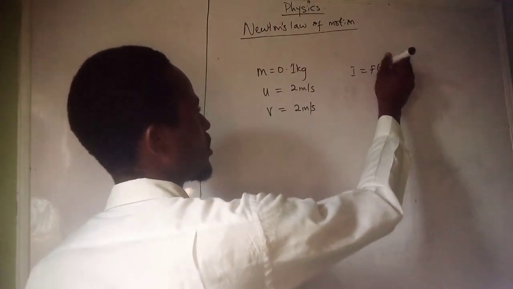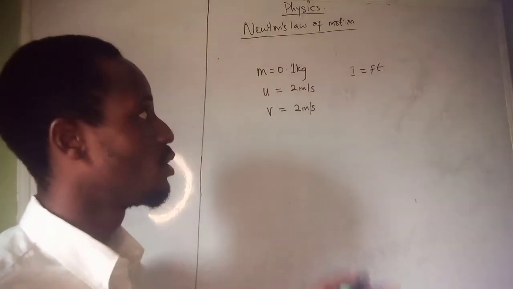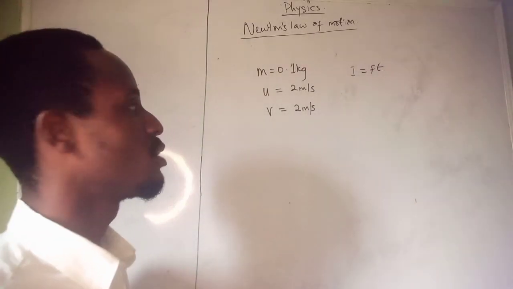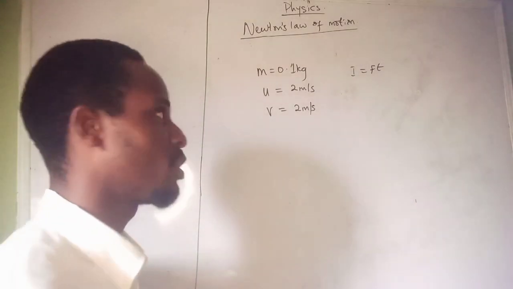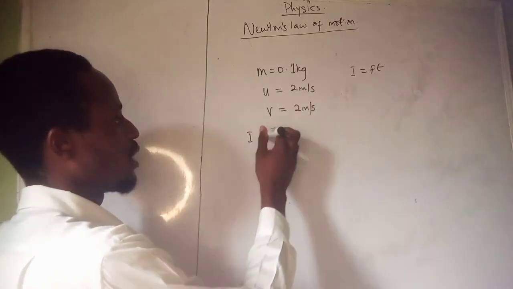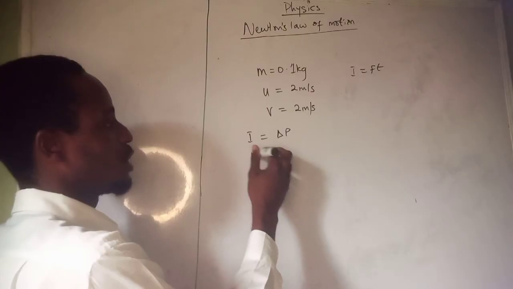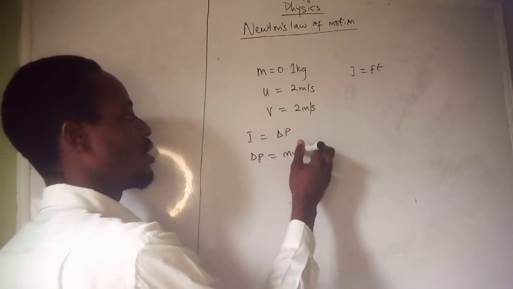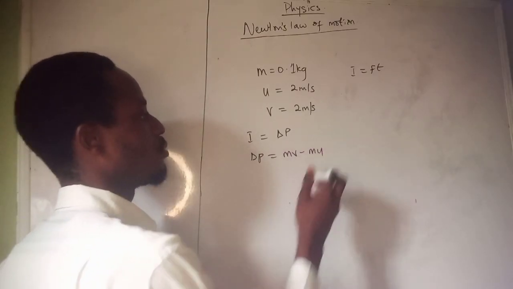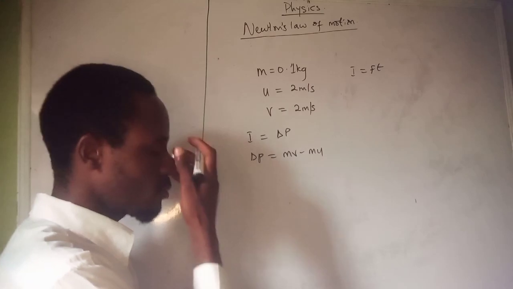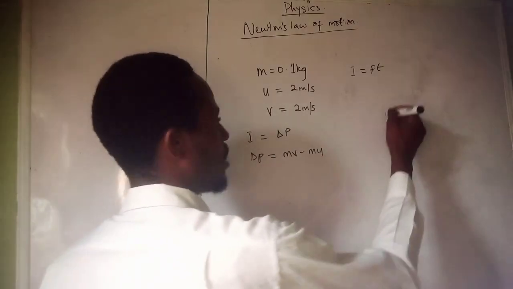We use force times time. No time is given, no force is given. So that indicates we just need to calculate the change in momentum. So the impulse received by the ball is the same thing as change in momentum, and change in momentum is mv minus mu.